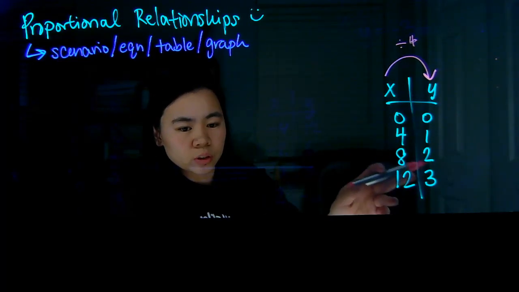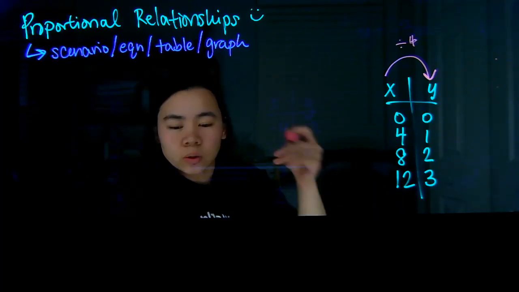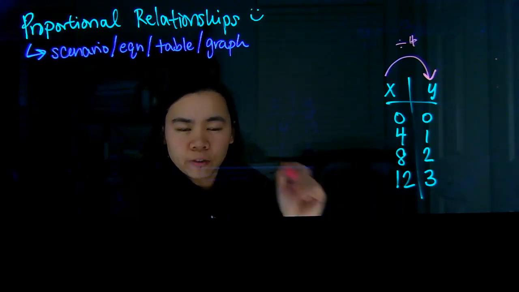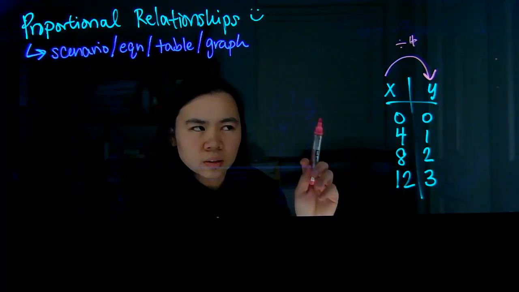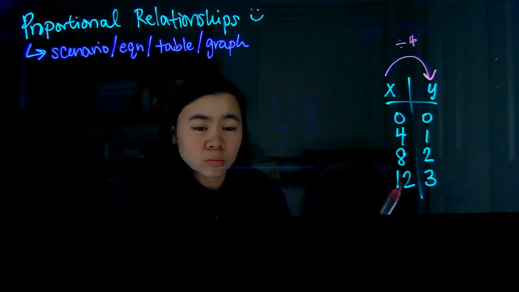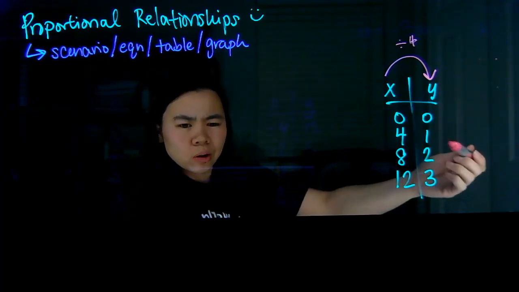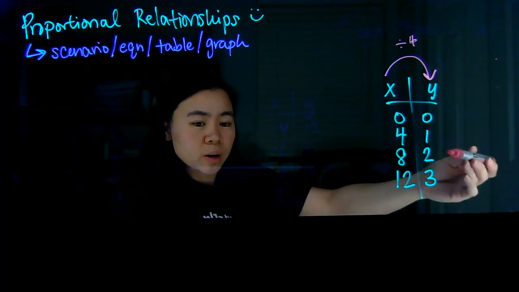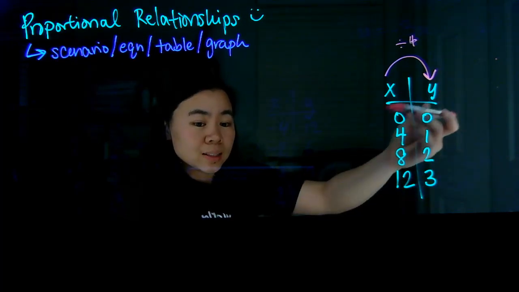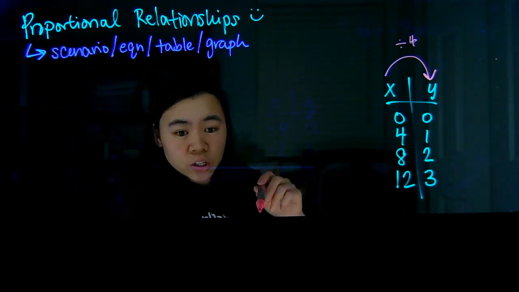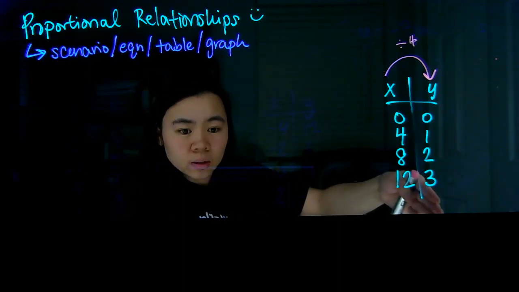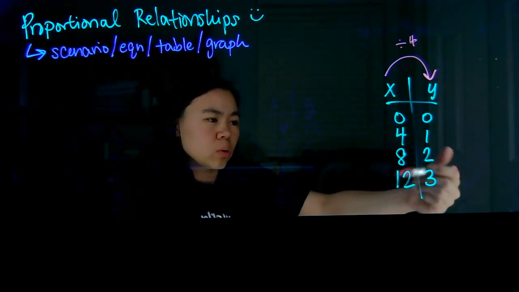8 divided by 4 is 2. 12 divided by 4 is 3. Okay, so that works out. If you have a hard time seeing that division pattern going from x to y, you can also look for a multiplication pattern going from y to x. Just know that your equation is going to be from your x to your y. Okay, so if you can't see it that way, we'll look this way.